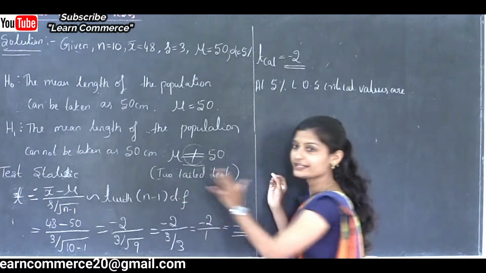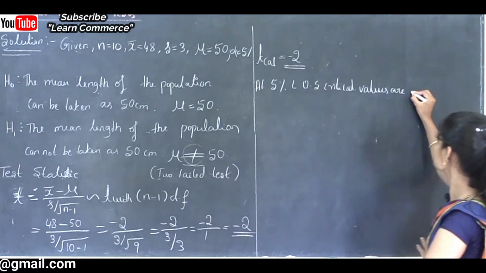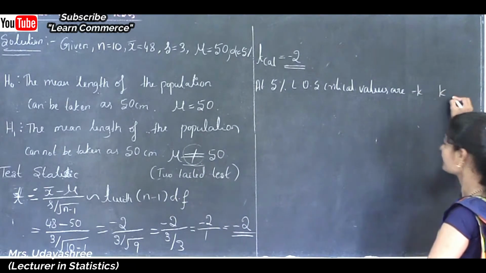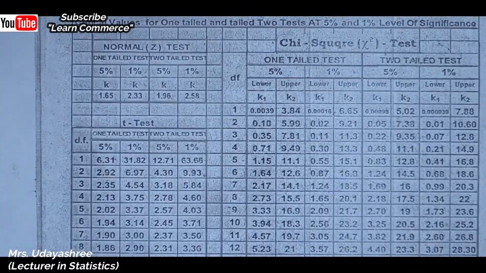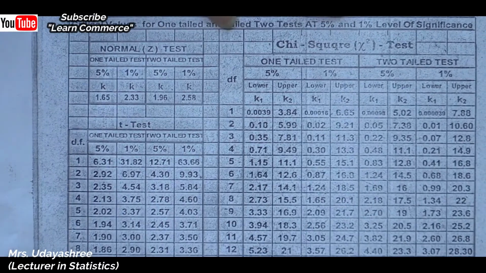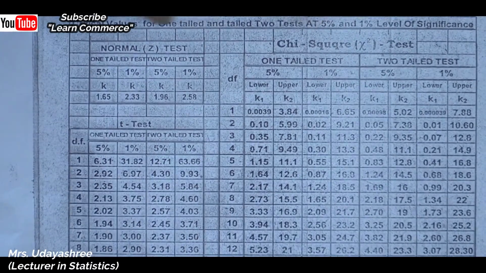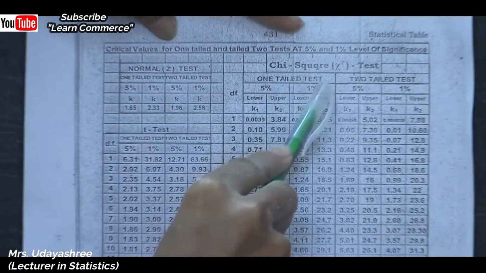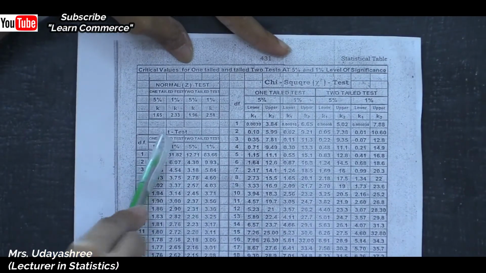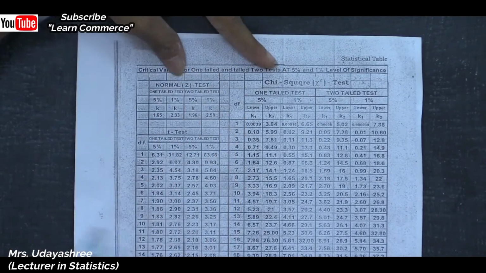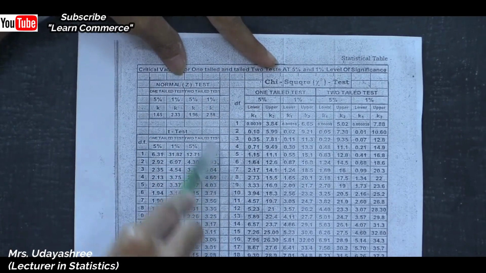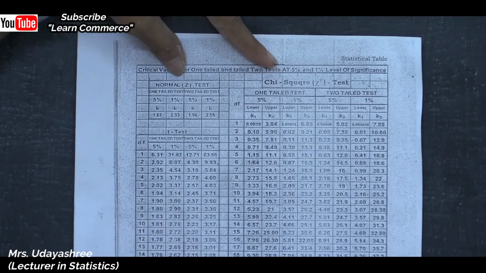If it is a two-tailed test, we need to find the critical values, minus k and plus k. Let me show it. This is the statistical table. There are 4 columns: this is the normal test, this is the chi-square test, this is the t-test, and this is statistical constants for control chart. This problem is based on the t-test, so we need to see this table.